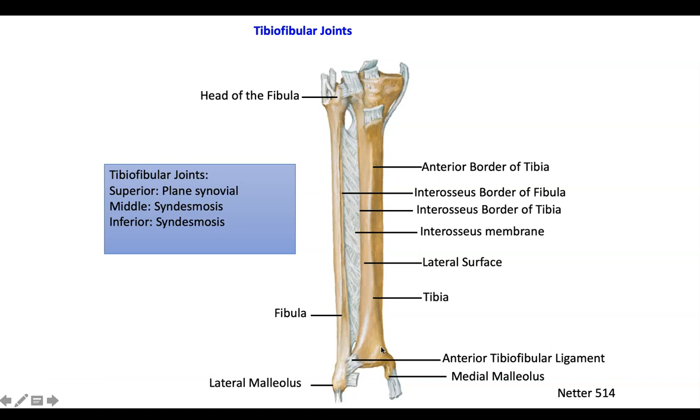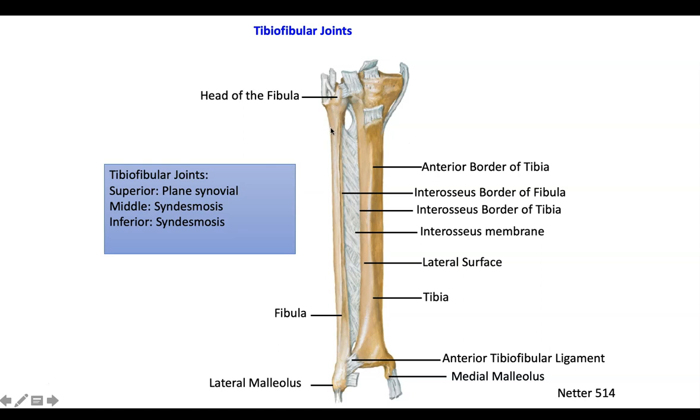Distally, at the distal end of the tibia, this bony prominence is called the medial malleolus. The medial malleolus and the inferior surface of the distal end of the tibia articulate with the talus, which is one of the tarsal bones, and that forms the ankle joint.